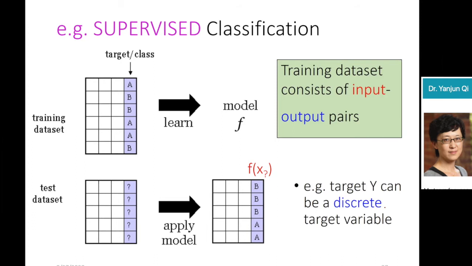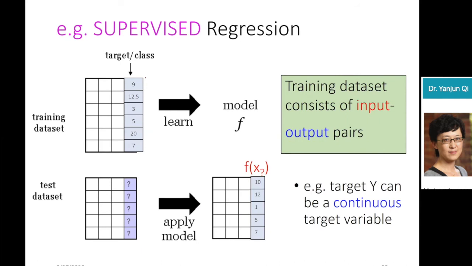All right, so supervised classification is very, very simple. It's just that this target Y is discrete. If your target Y is discrete, you're performing supervised classification. And supervised regression: if your target Y is numerical, and you want to predict those numerical values as close as you can, then your task is a supervised regression task.